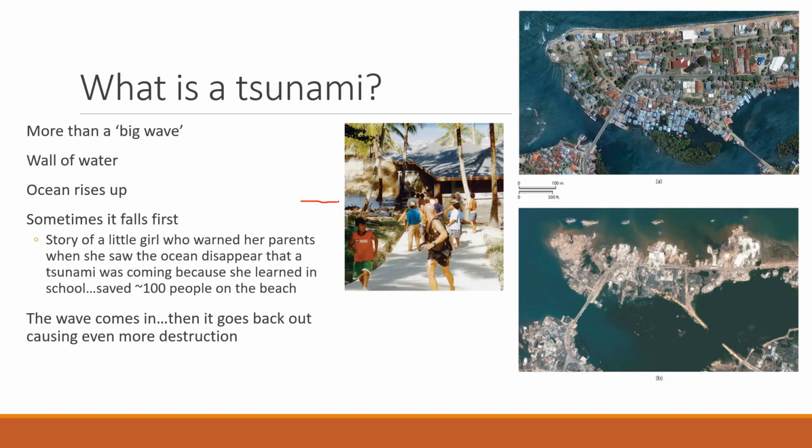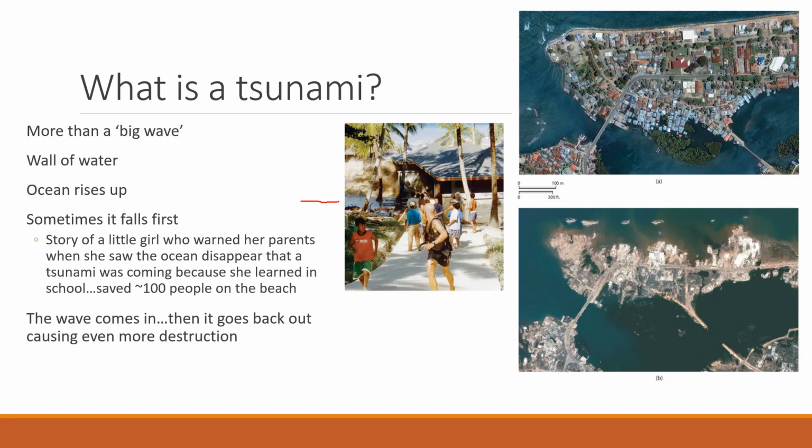Sometimes it will disappear first. So that's the story I just told. Sometimes you're actually seeing the trough of the wave first. So the ocean goes out and then it comes back in. So the wave will come in. Eventually that wave will leave, and so it's going to cause even more destruction when it's going back out, when the water's receding.